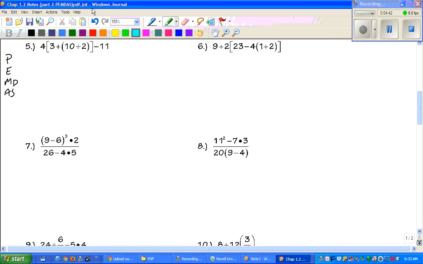Now, if you look at number 5, we have, count them, 2 sets of parentheses. When we see that, we want to go all the way to the middle, and that's what we're going to do first. 10 divided by 2 gives us 5. Okay, we're not done with parentheses yet. We have another thing to do. Now we're going to do 3 plus 5.